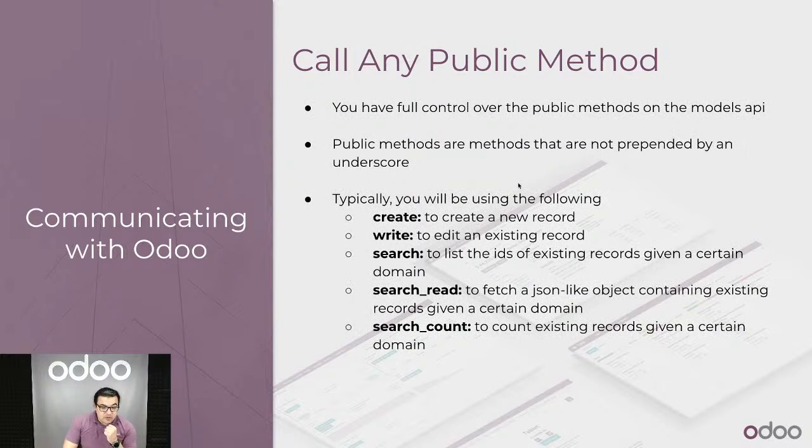As I mentioned, you can call any public methods. If you take a look at Odoo's code base, there are some methods that are prepended by an underscore. You cannot call those using XML-RPC. But typically, you will not be digging deeply through methods. You will mostly be using one of those methods, either create or write, or a flavor of the search function.